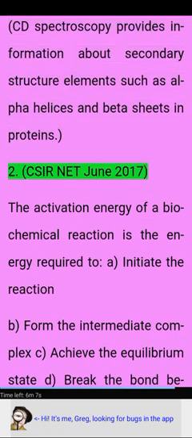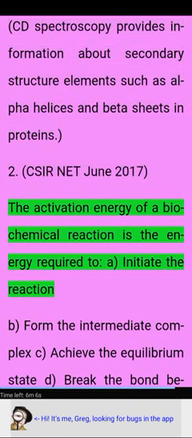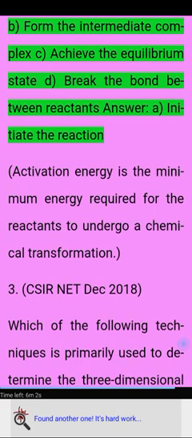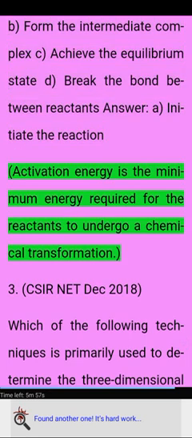2. CSIR NET June 2017. The activation energy of a biochemical reaction is the energy required to initiate the reaction. B. Form the intermediate complex. C. Achieve the equilibrium state. D. Break the bond between reactants. Answer: Initiate the reaction. Activation energy is the minimum energy required for the reactants to undergo a chemical transformation.